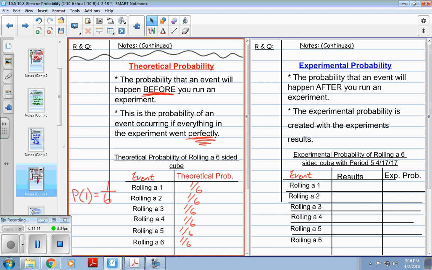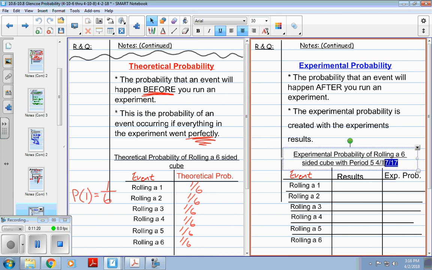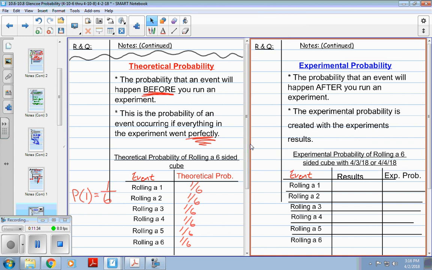We're going to learn in class that when we run this experiment, we sometimes may end up with different results than we expected. And we're actually going to run this experiment on 4/3/18 or 4/4/18 this week. So, theoretical is before an experiment. We can calculate theoretical probability without running an experiment if it happened in a perfect world.